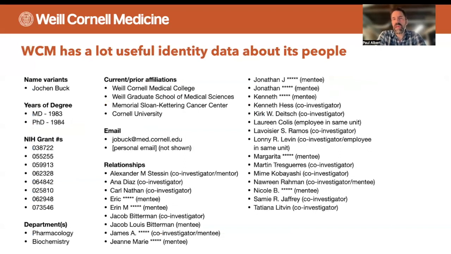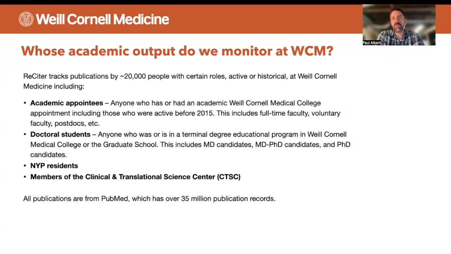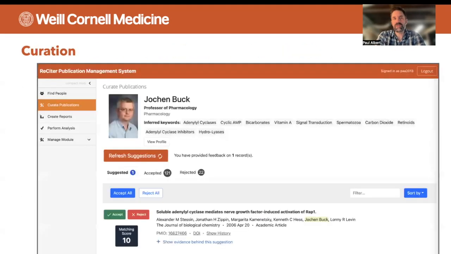So we have a lot of useful identity data about our people. So here's one example. And all these data can be leveraged in order to make high quality article recommendations. Here at Weill Cornell, we monitor output by 20,000 people. I think it's like 21,000 now. Mainly academic appointees, especially full-time faculty, of which we have 2,200 postdocs. We monitor all our doctoral students' publications, residents for our affiliated hospital, and then members of our clinical and translational science center.